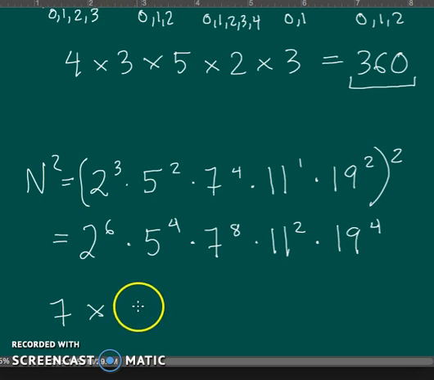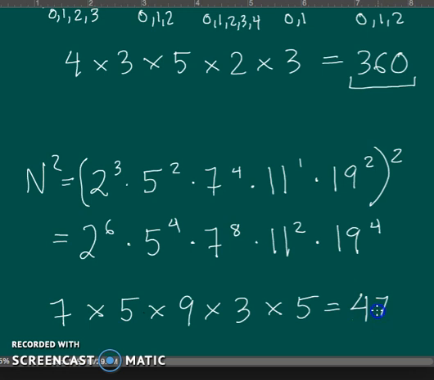For 5, I have 5 options. For 7, I have a possibility of 9. For 11, we have 3 choices, and for 19 we have 5. And this lovely number is 4,725.